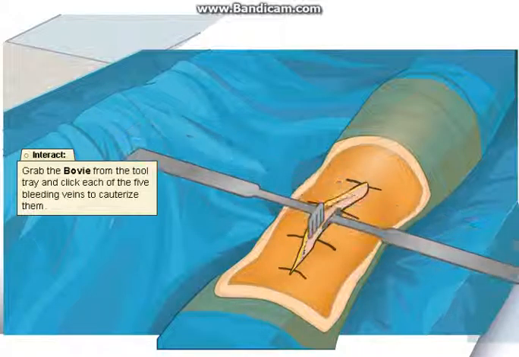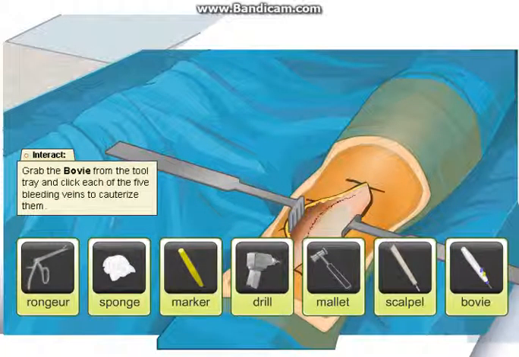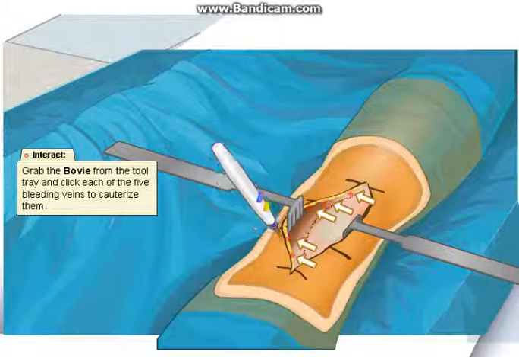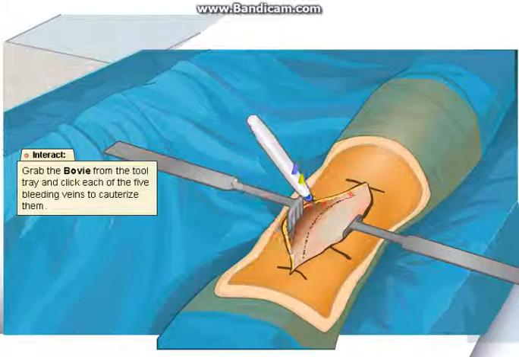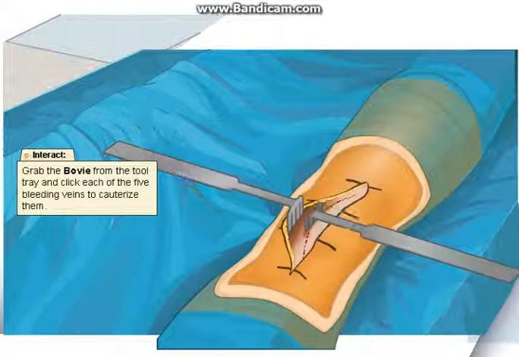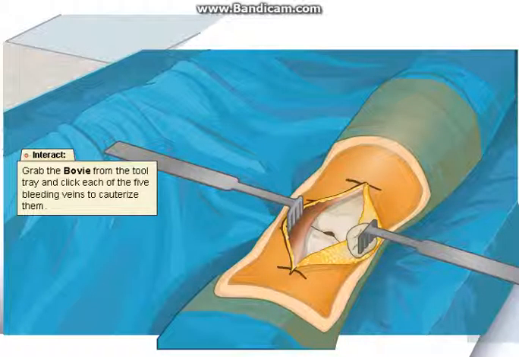Let's use the Bovie pencil to cauterize the veins. This will help decrease blood flow into the surgical field. The rake retractors fold the skin and tissue out of the way, exposing our patient's knee.